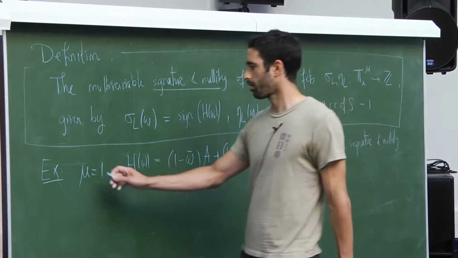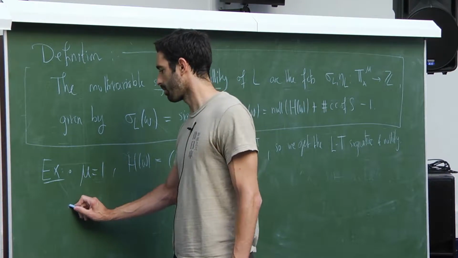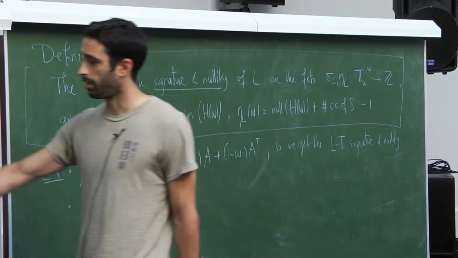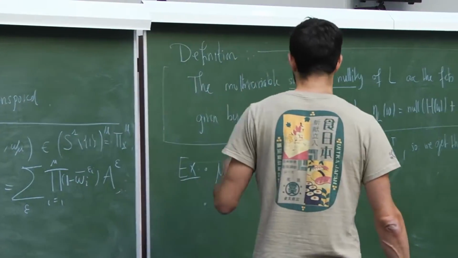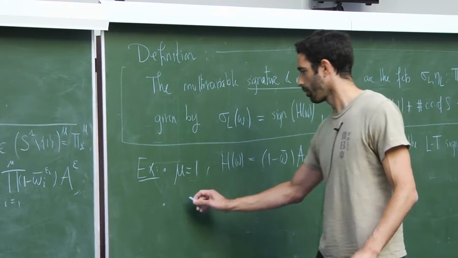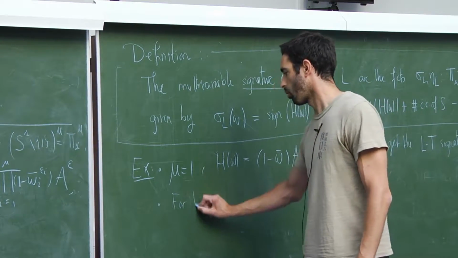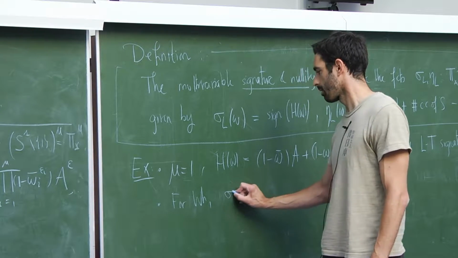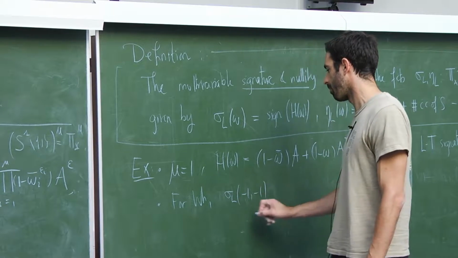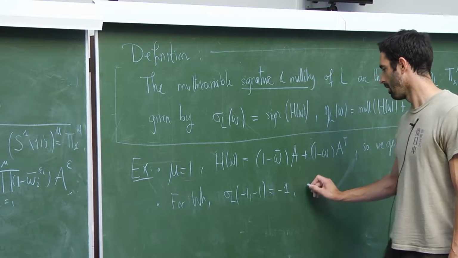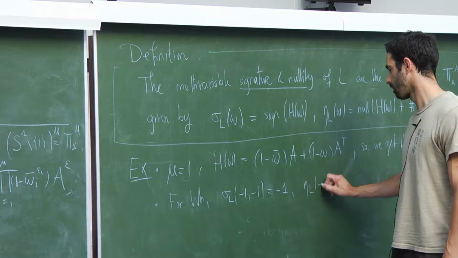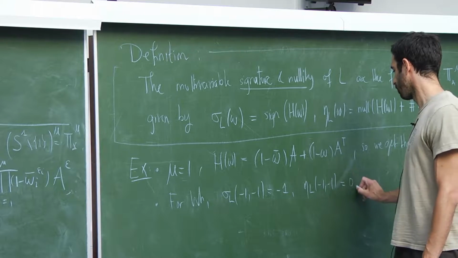Okay, and maybe just in the case of the Whitehead link here, since I had only minus ones, we can compute. So for the Whitehead link, what we get. So maybe I'm just going to compute it at minus 1, minus 1. Here you get the signature equal to minus 1, and the nullity is equal to 0.